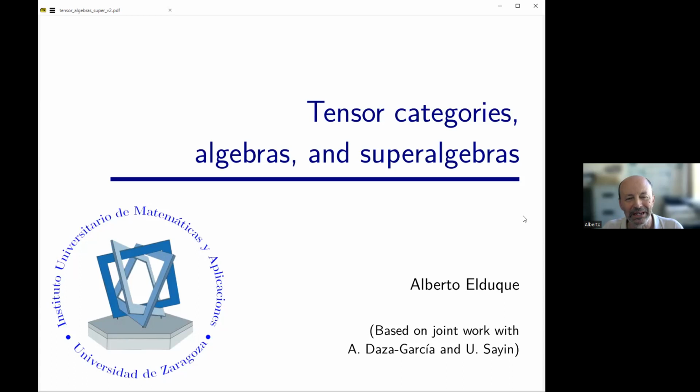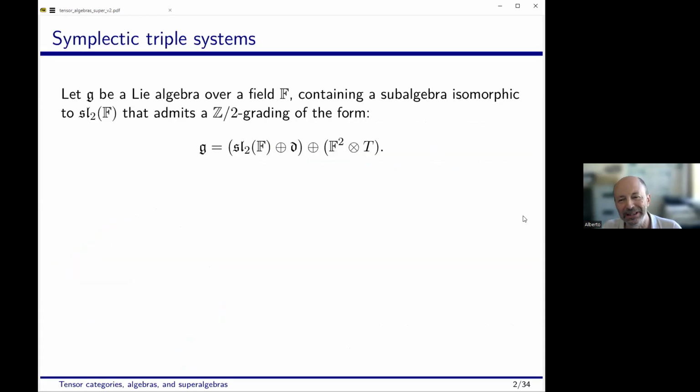But for me, things started with some non-associative triple systems called symplectic triple systems, which are related to the so-called Freudenthal triple systems, which in turn are related to Freudenthal's construction of the magic square, where the exceptional simple Lie algebras of type E4, E6, E7, and E8 appear in a unified way.